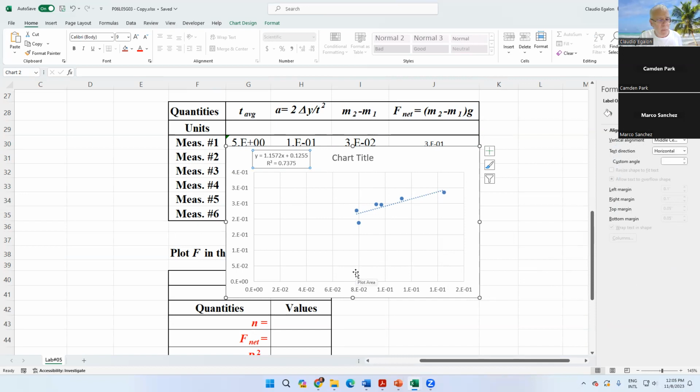Is it 7375? No, that's not the slope. That's the determination coefficient. Is it 1.1572? Yeah, that's the slope. Okay. So it's not acceleration. I thought that was the A when you replace the X. Yeah, that's right. You can put the A here. Replace X with A.